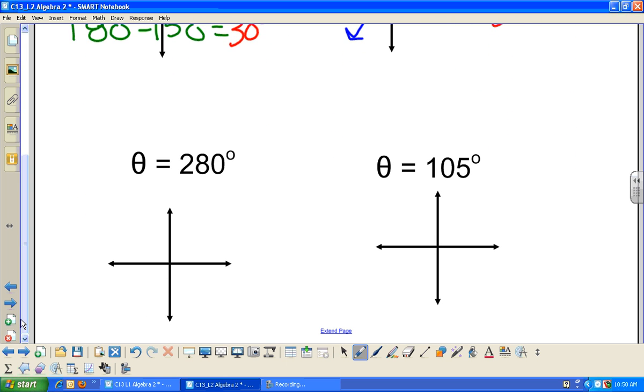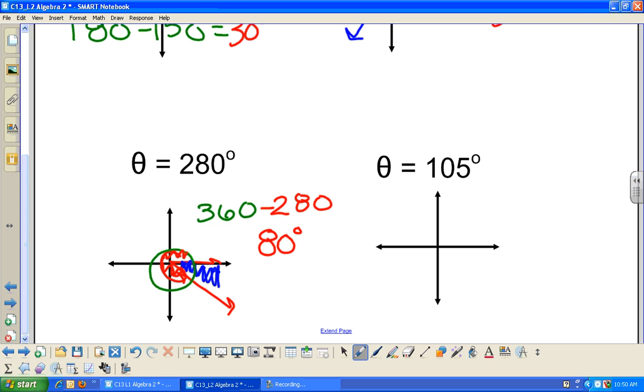Theta is equal to 280 degrees. So first draw out your angle. Now I'm looking for this blue angle right here. So one full circle is 360. So if I'm looking at a full circle, if I have 360, and I want to take away this red portion, I'm going to subtract 280. That will give me my blue angle there. 360 minus 280, my reference angle here would be 80 degrees.